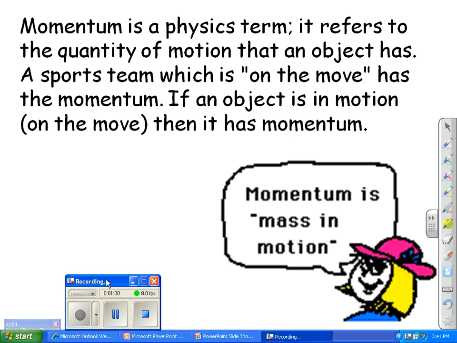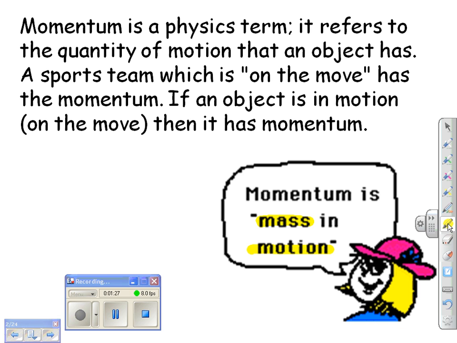Momentum is a physics term, and it refers to the quantity of motion that an object has. A sports team which is on the move, like our volleyball team or our football team right now, way to go, has the momentum. If an object is in motion or on the move, then it has momentum. Some things you need to realize about this is that momentum has to have the object moving. It is mass in motion. So momentum has got to have motion involved.